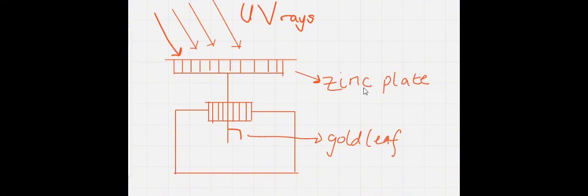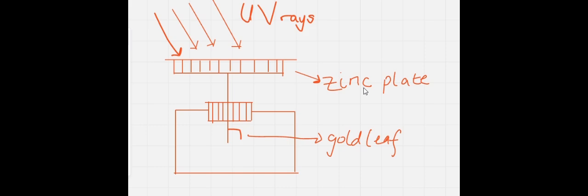So here we have our experiment, and what's happening is that ultraviolet radiation is directed upon a negatively charged zinc plate connected to a gold leaf and a stem. Take a moment to really understand what's going on.